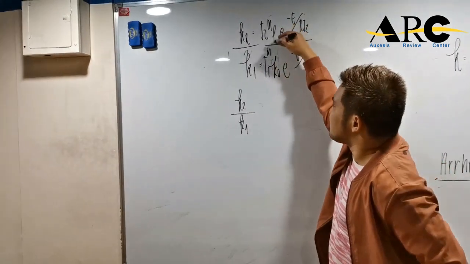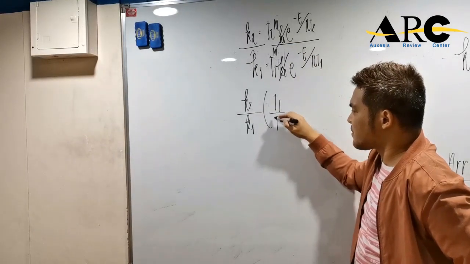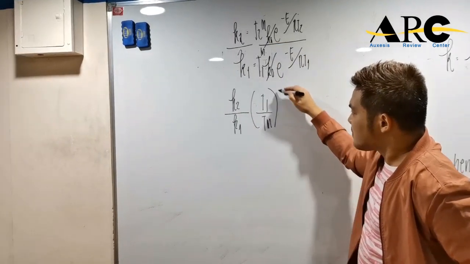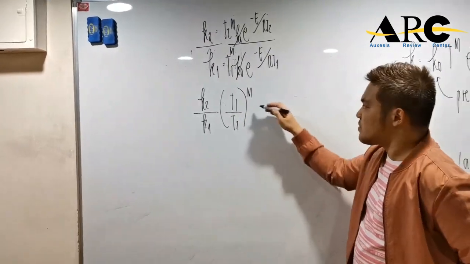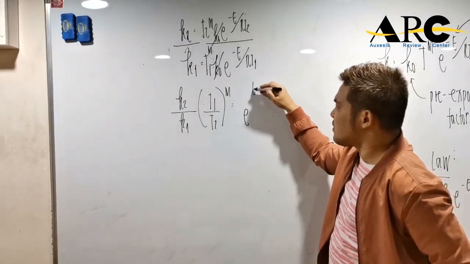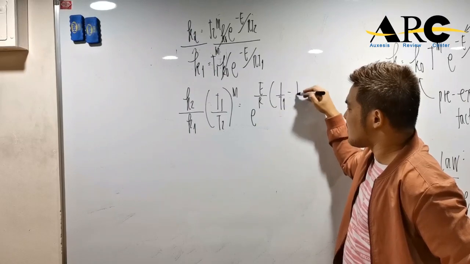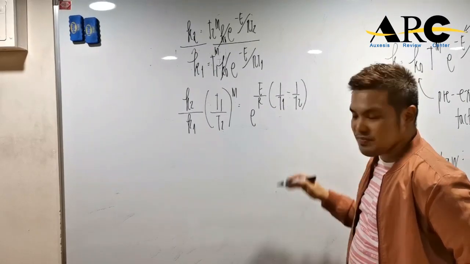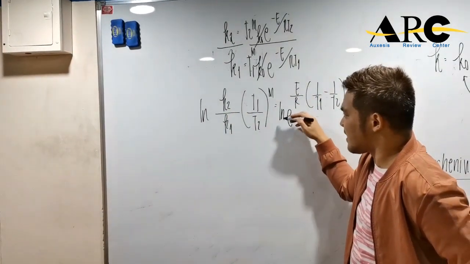So, cancel na dito yung K0. So, times T1 over T2 raised to M, which is equal to e raised to E over R. So, law of exponent, 1 over T1 minus 1 over T2. So, kunin lang natin yung ln ng both side.